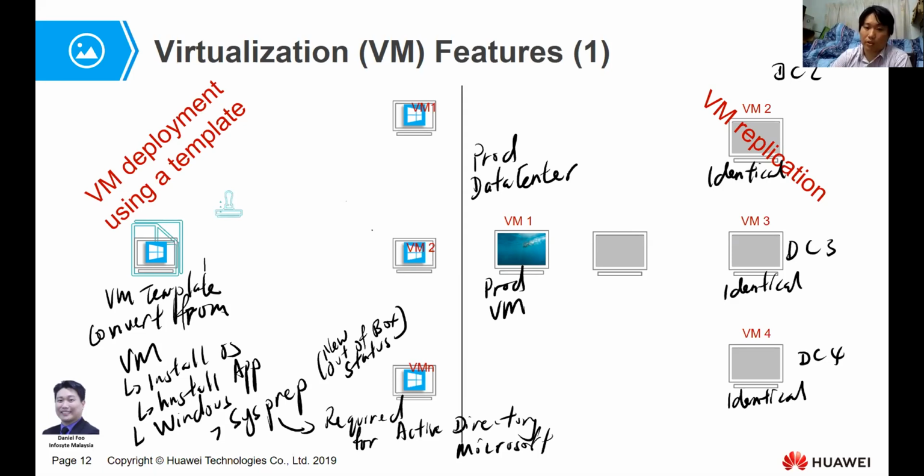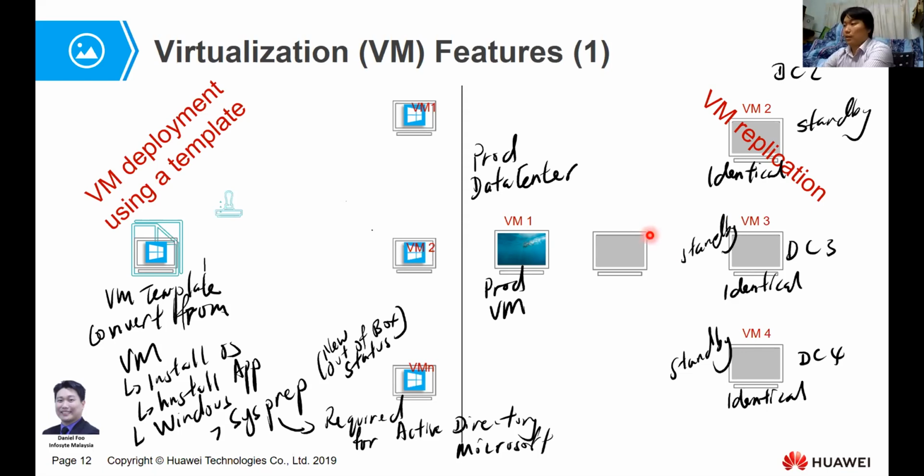So this virtual machine will be in a standby state. The VM will not be powered on because it's just a virtual machine replica of your production VM. This is to protect against site failure, for example, a power failure in this data center. If I would like to continue the service, I can always power on the virtual machine replica from the other data center that comes with the same copies of your VM.